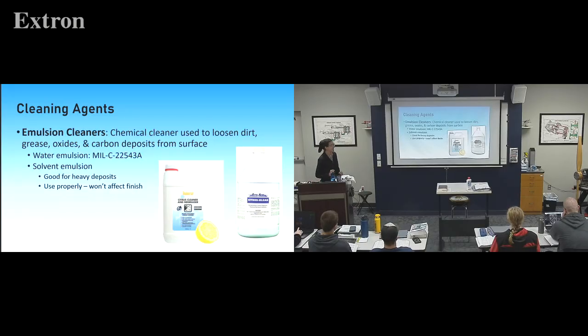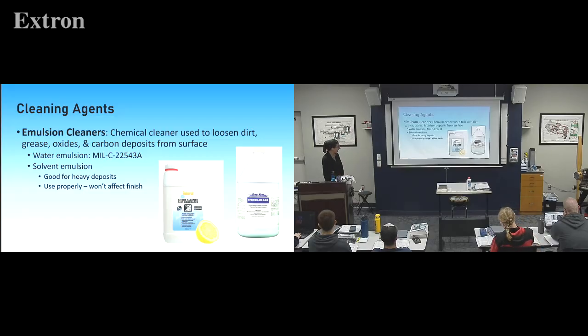So next one is emulsion cleaners. These loosen dirt, grease, oxides, carbon deposits. So it can be used for the same thing, but the way it acts is it loosens up the dirt and then holds it in suspension so it can be washed off. So it's not dissolving stuff, it's just loosening stuff.